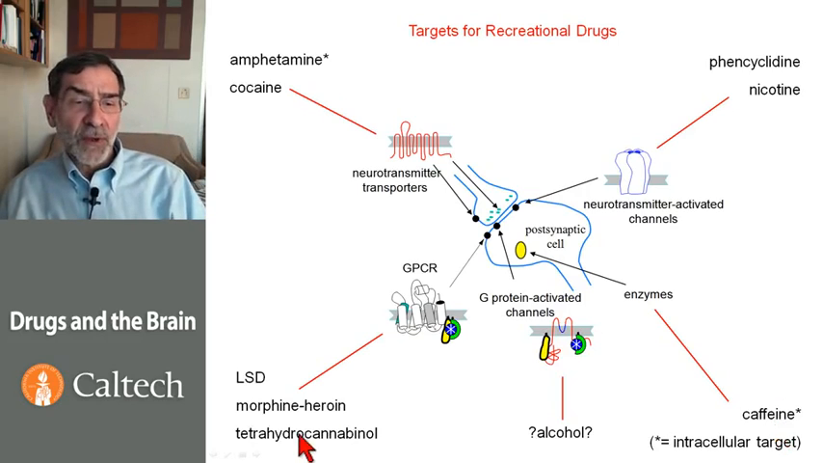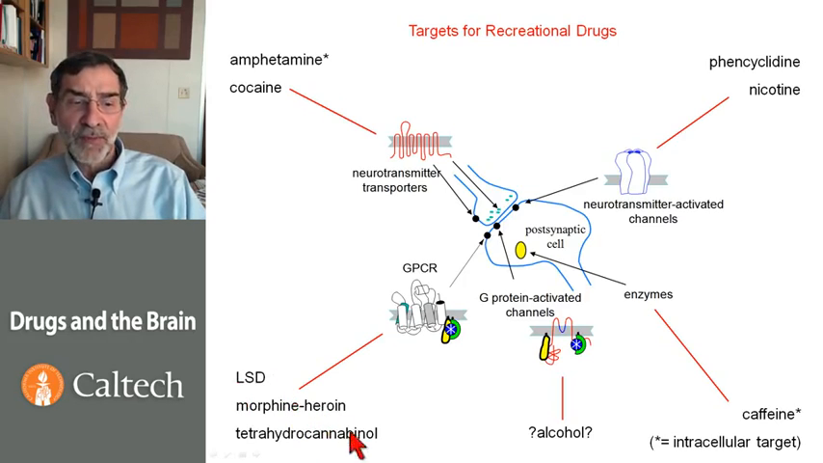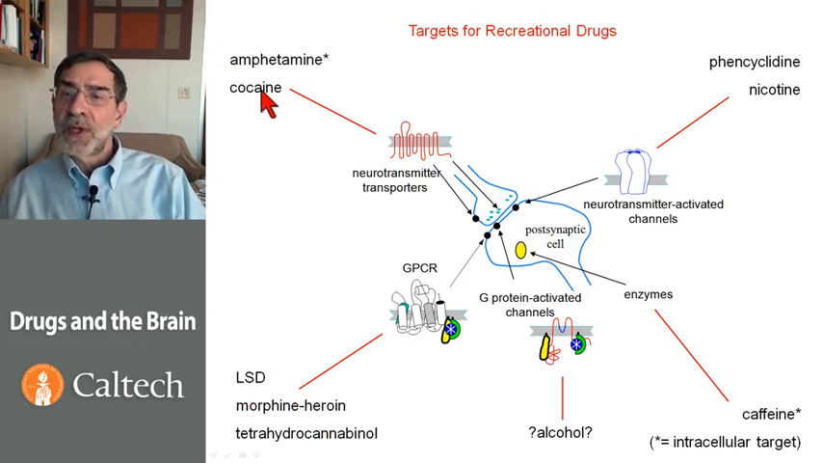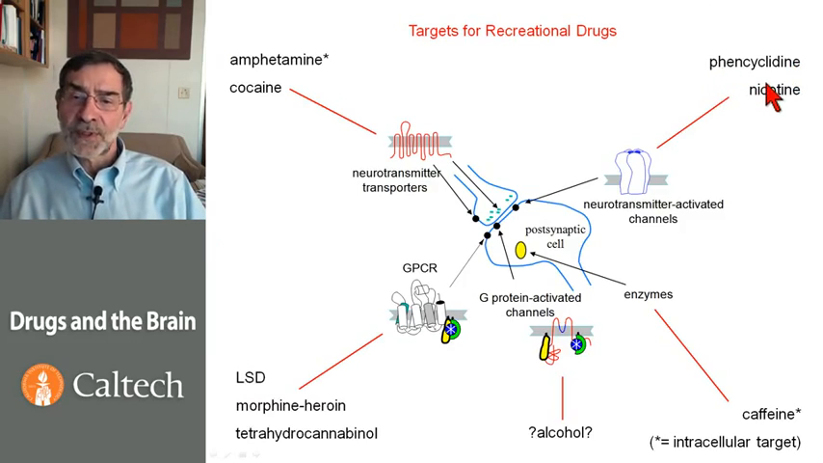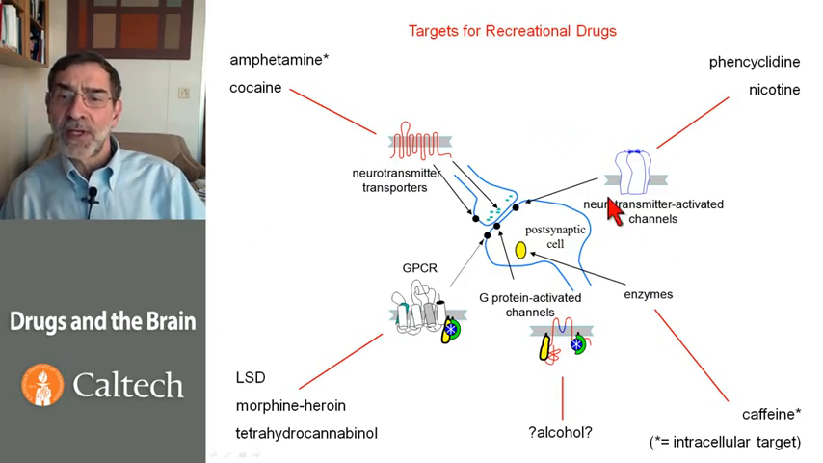In addition, we'll be talking about LSD, morphine and heroin, tetrahydrocannabinol, THC, cocaine, PCP or phencyclidine, and of course nicotine, the topic of my research. So this will be our constellation of recreational drugs, and we'll spend a couple of modules talking about how they work on each of their target molecules, their receptors.